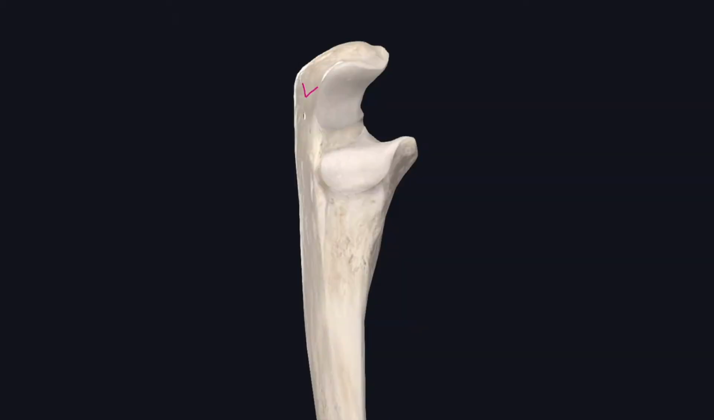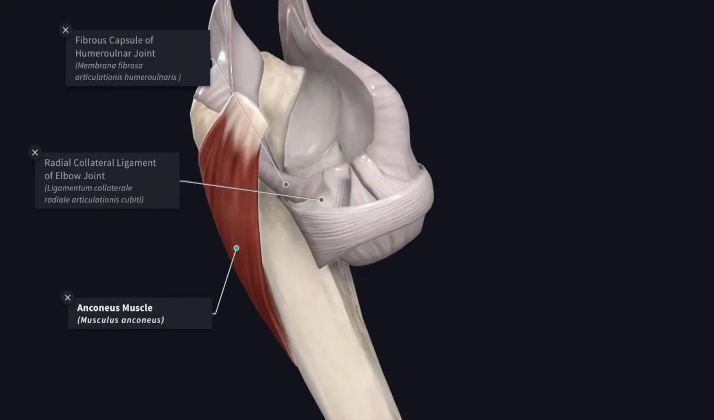Next we'll see about the lateral surface of the olecranon process. It is continuous with the posterior surface of the shaft of the ulna. The lateral surface of the olecranon process gives attachment, from before backwards, to the fibrous capsule of the elbow joint, then the radial collateral ligament, and then the insertion of the anconeus muscle.